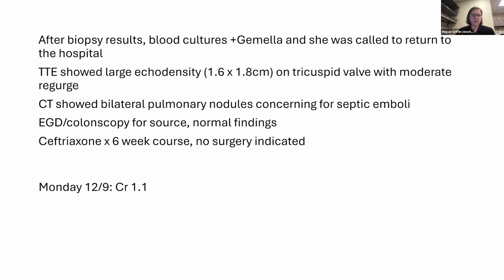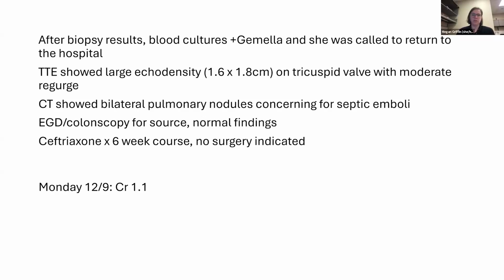She got a TTE that showed a large echo density on her tricuspid valve with moderate regurg, and she had a CT scan that showed pulmonary nodules concerning for septic emboli. Because Gemella is thought to be a GI bug, she had an EGD and a colonoscopy, especially given this history of her diarrhea. They thought maybe that was the source, but it had normal findings.